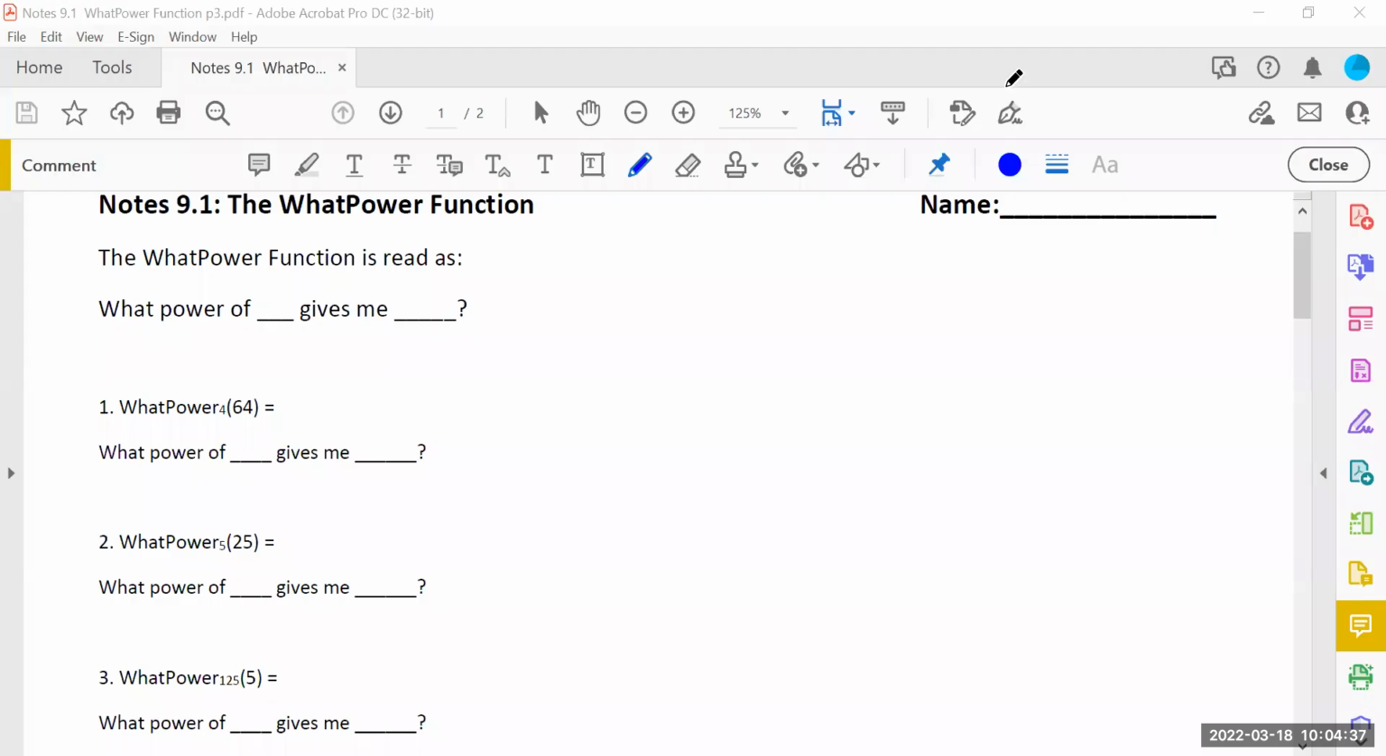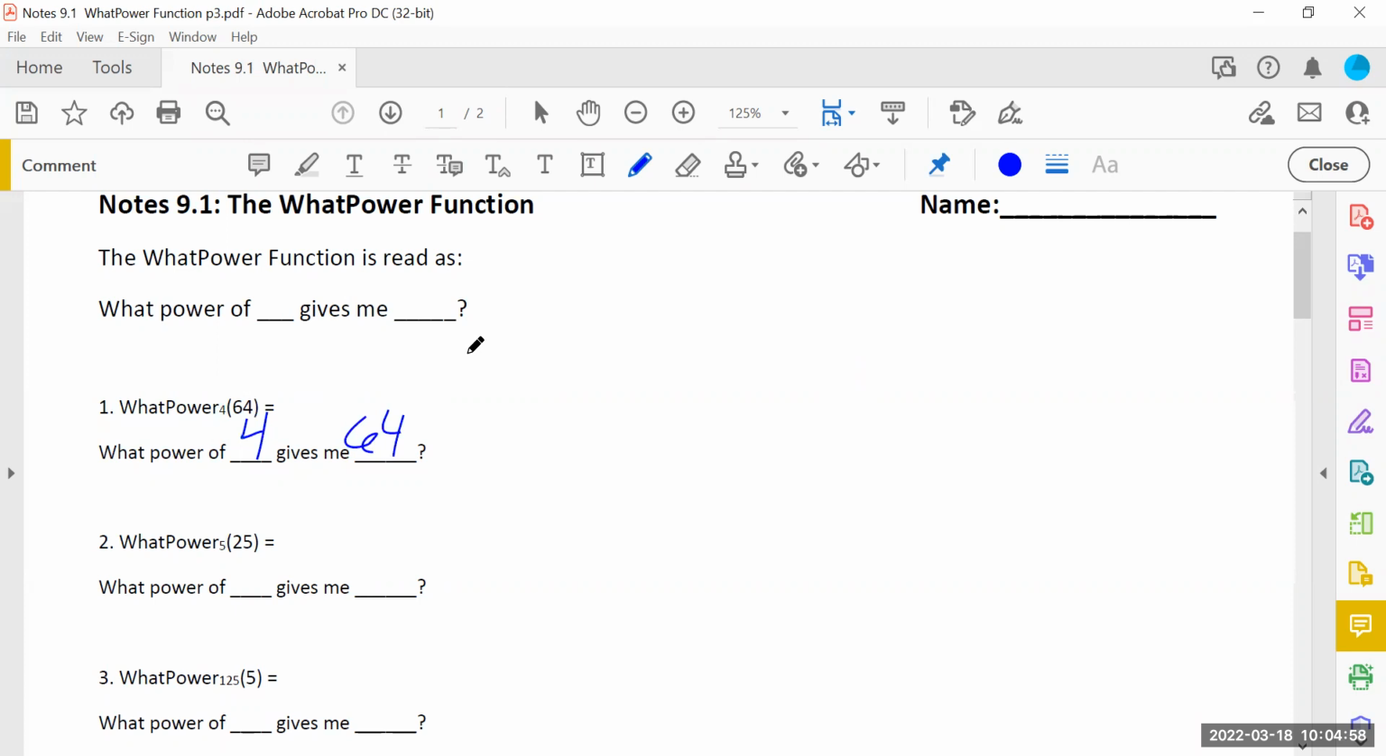Okay, so let's try that again. We're going to do the what power function. What power function literally reads what power of the first number, so what power of 4 gives me 64. If you're good with powers in your head, you won't need a calculator. But you are welcome to use a basic calculator and just multiply 4s together until you get 64.